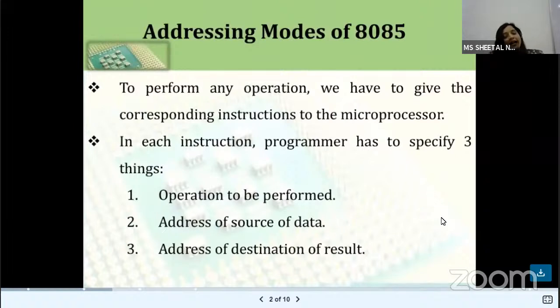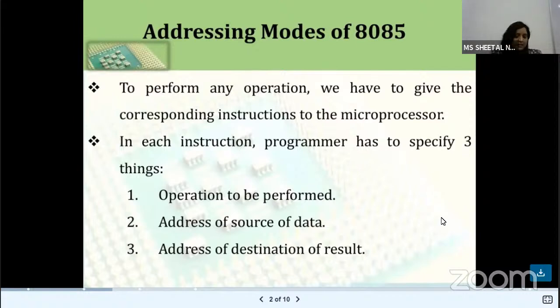Now, to perform any operation, we use instructions, and these instructions specify three things: the operation to be performed, the address of the source of data, and the address of the destination of result. Means all instructions have some registers, some data, and some instructions contain nothing in front of them.